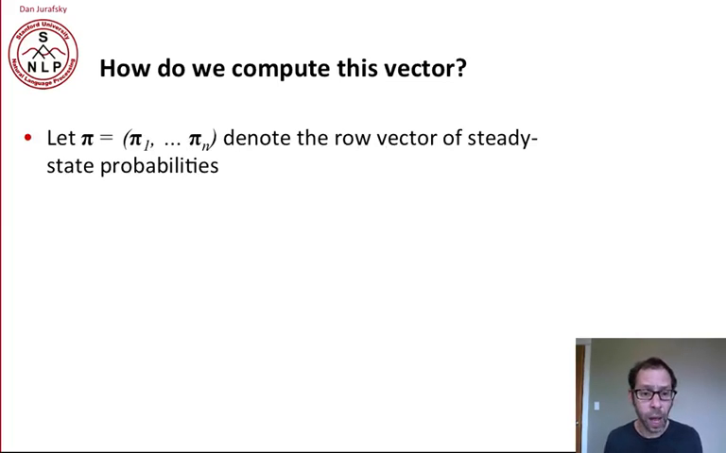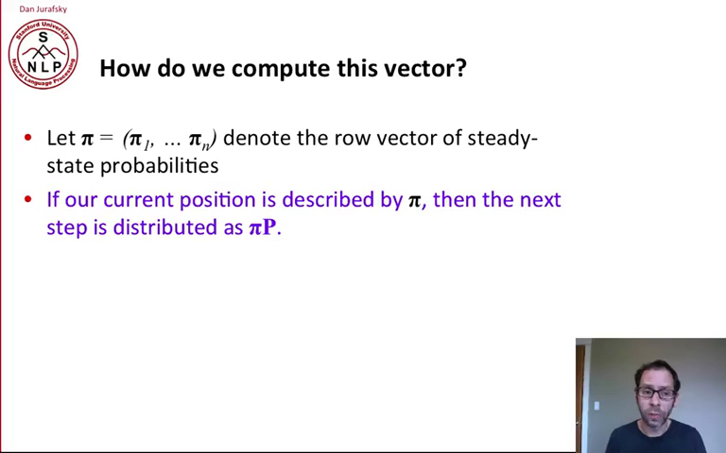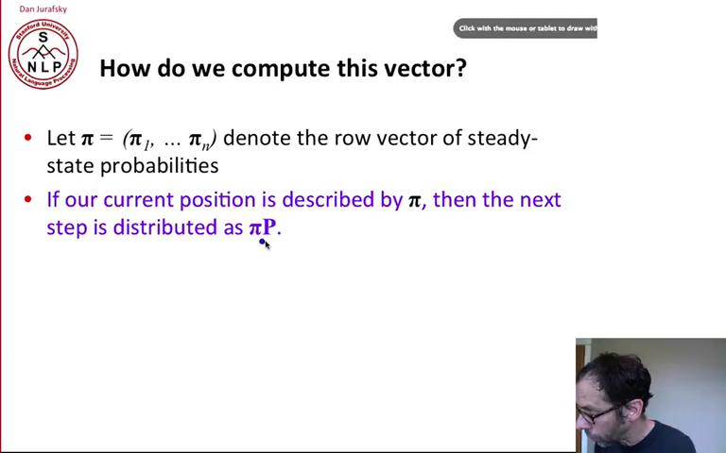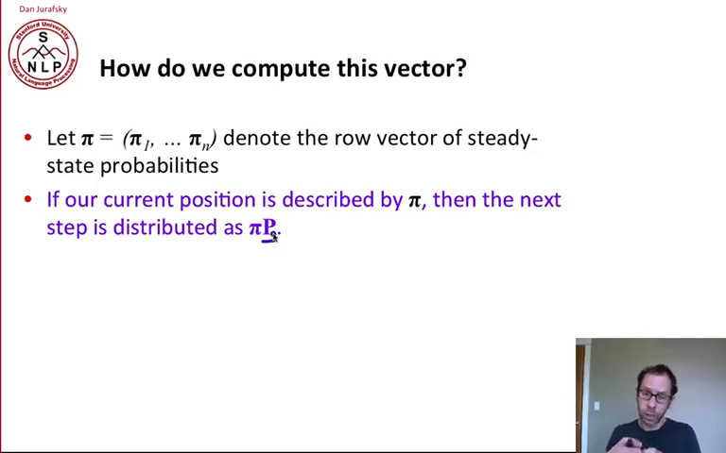So again, we have pi, the row vector of steady state probabilities. And here's a fact: if our current position is described by pi, then the next step is distributed as pi P, because P is the transition probability matrix. So if the distribution over states now is described by pi, then by definition the next step in our random walk is distributed as pi times the transition probability matrix.